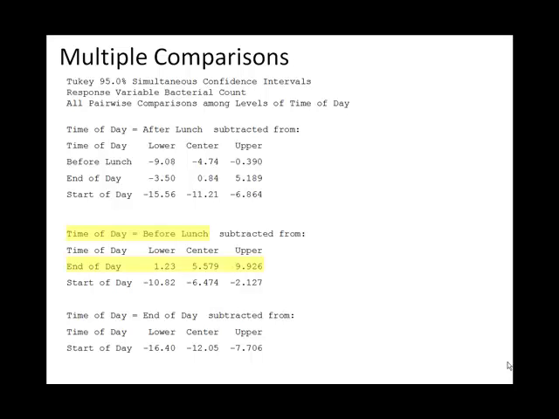If we look at our first interval, end of day is compared to before lunch. For this interval, we see 2 positive limits. We have positive 1.23 as our lower limit, and positive 9.926 as our upper limit. So we can conclude that those means are significantly different, and what we can say is that the mean bacterial count at the end of the day is greater than the mean before lunch.